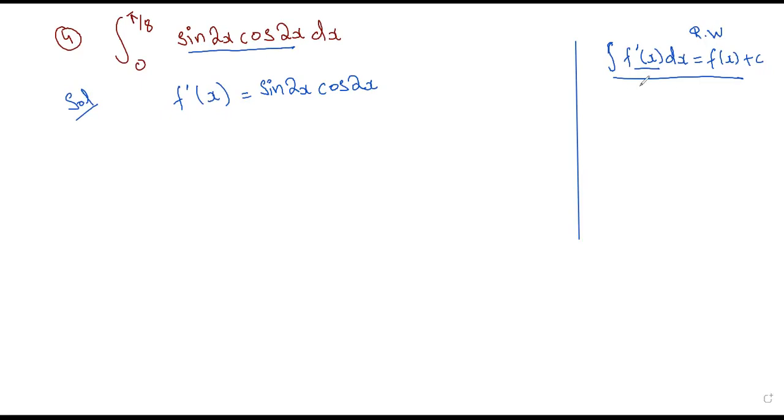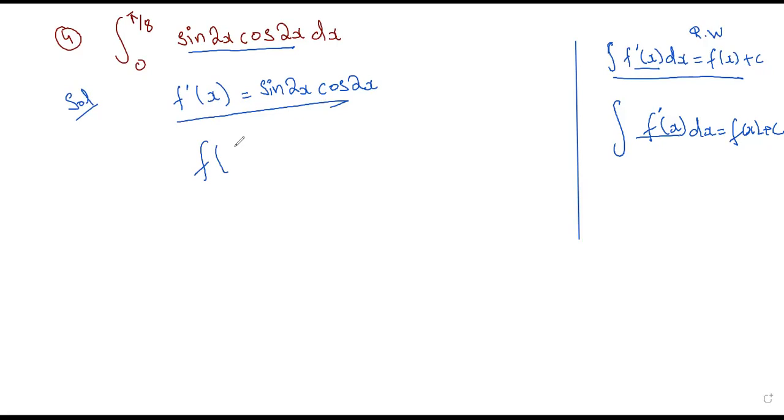Because look, the underlying logic is that you have an integral sign, then you have a function, right? And that function is considered to be basically a derivative of some other function. And you need to think of that other function in order to find this integral. This was the logic in this section, right? So this is my f dash x. I need to think of my f of x. We need to think of the function whose derivative is sine 2x cos 2x.